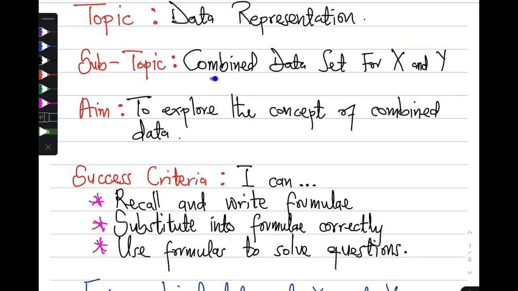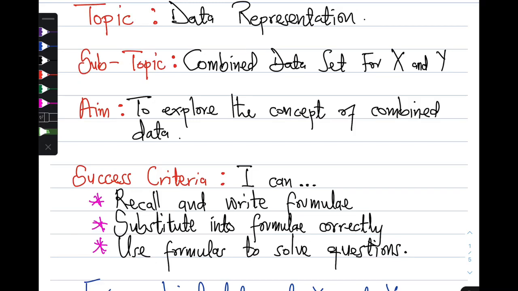Today we'll be talking about combined data sets for X and Y. X could be a different observation and then Y could be another observation. Our aim is to explore the concept of combined data sets. At the end of the day, you should be able to do these three things: recall and write the formula, substitute into the formula correctly, and then use the formula to solve questions.